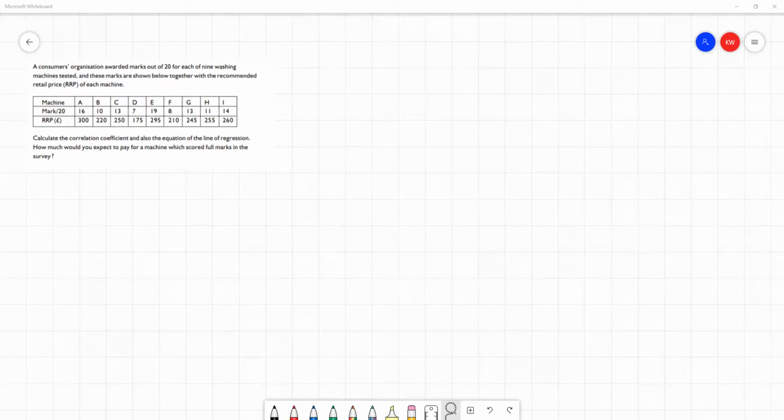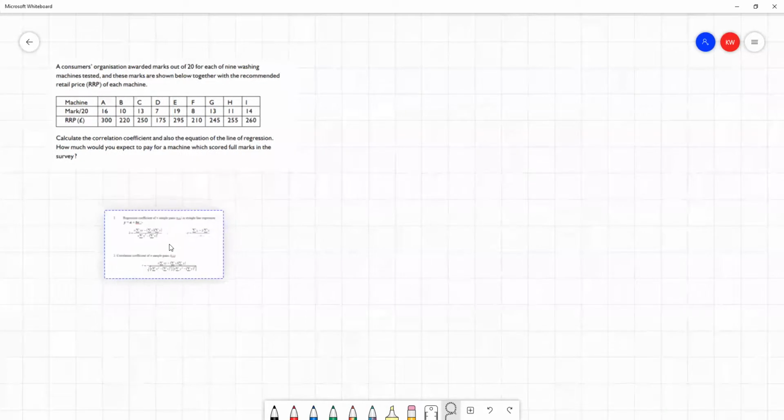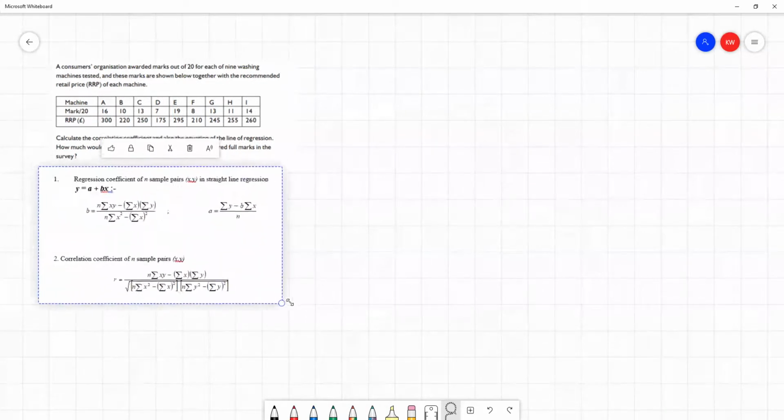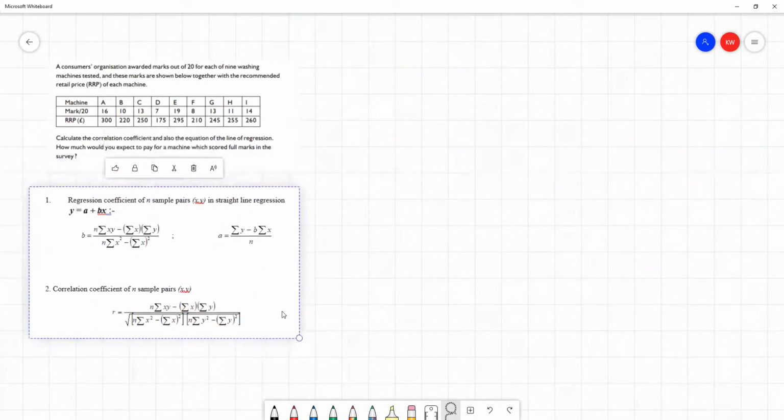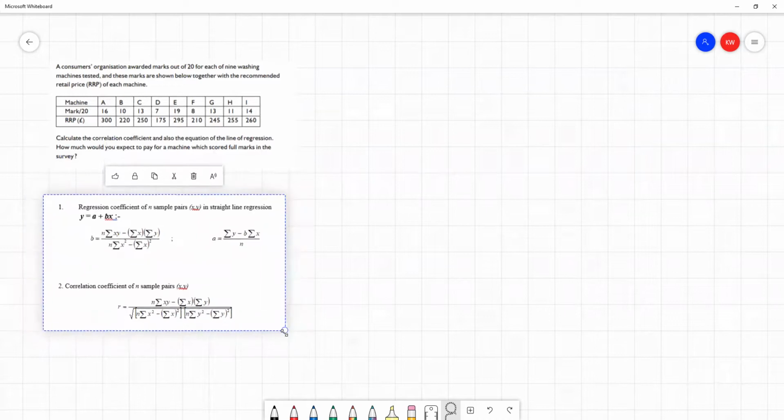And then we're asked a subsequent question about how much we'd expect to pay for a machine that scored full marks, 20 out of 20 in the survey. So as with all questions like this, we'll be using the formulas for finding our line of linear regression and our correlation coefficient. And I've put the formulas up on the screen just now, which are available in the formula sheet for the unit.